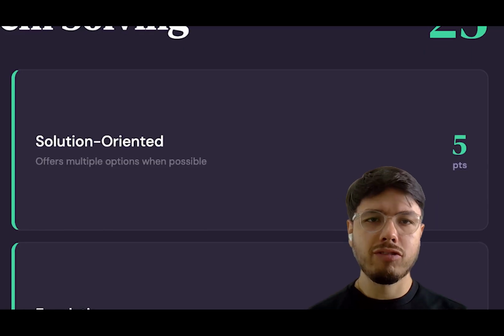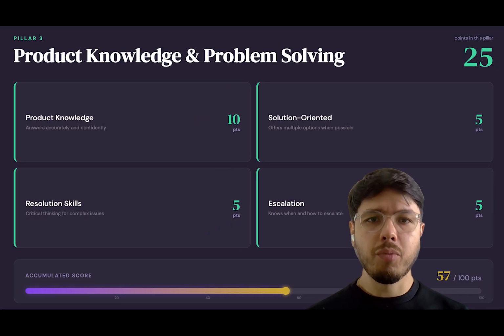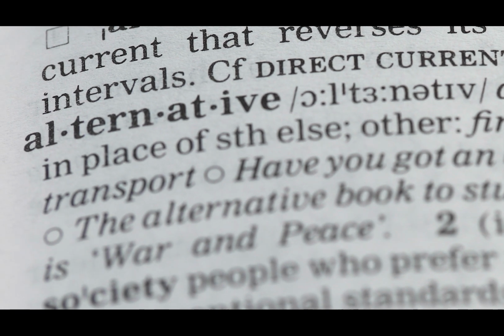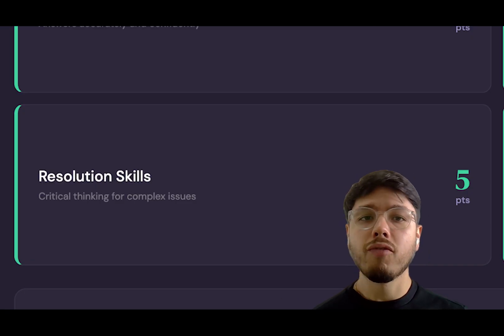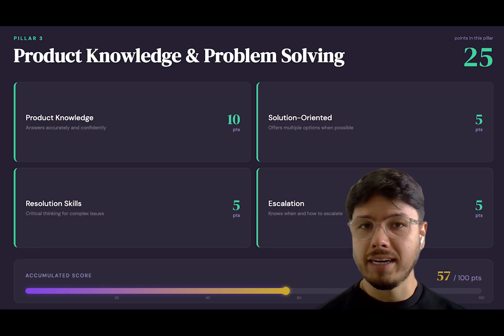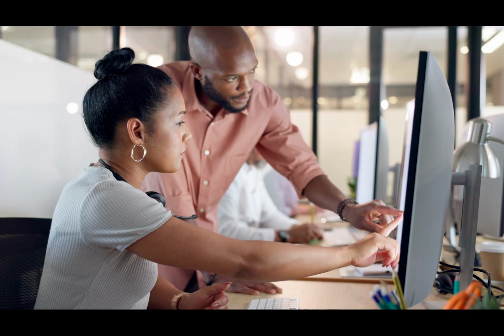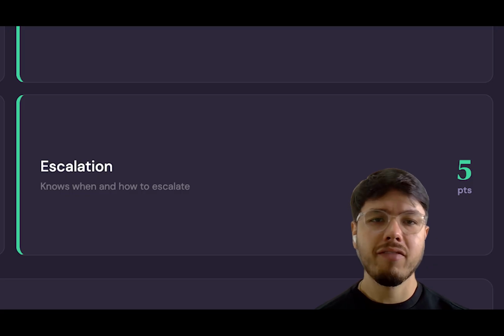Item number 2, solution-oriented. Does the agent focus on resolving the issue? Do they offer multiple options when possible? 5 points. It's not about having an answer, it's about having alternatives. Item number 3, resolution skills. Critical thinking and creativity for complex issues. 5 points. Item number 4, escalation. Does the agent know when to escalate? Do they follow the proper procedures? 5 points. Knowing our limits is just as important as resolving. Total for this pillar is 25 points.